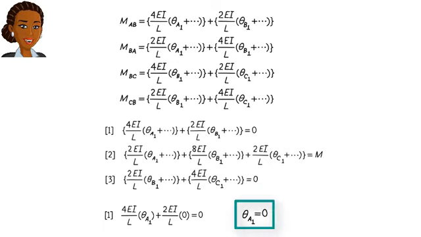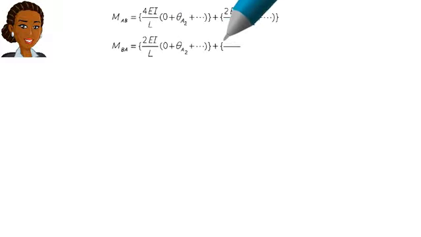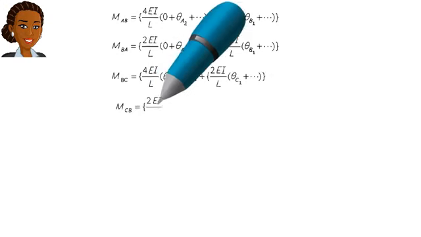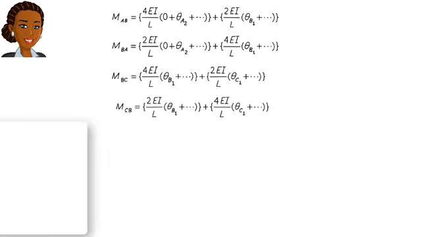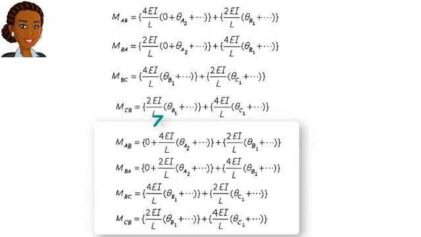If we substitute this value in the slope deflection equations, we get... or... this term is the incremental bending moment at end A due to theta A1. It is the product of theta A1 and 4EI over L. Naturally, since theta A1 is 0, we end up with a 0 here. Also, this is the incremental bending moment at end B due to theta A1.